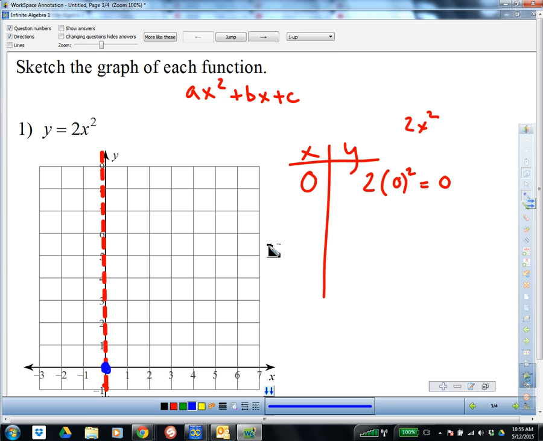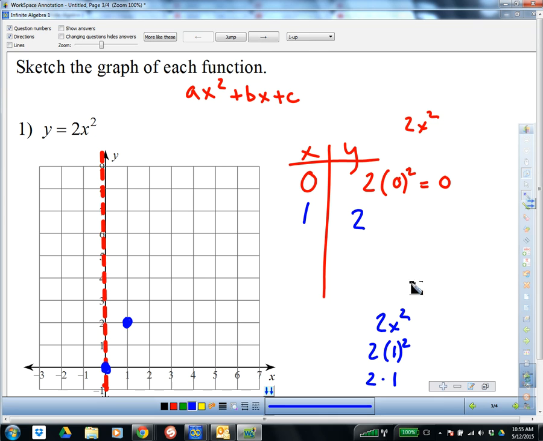Okay, the next one, you could pick 1, or you could pick -1. You could pick 2. I'm going to pick 1 right here, because if I can get half my parabola, then I know I can mirror it across the axis of symmetry to the other side. So put a 1 into my 2x squared. I'm going to go 2 times 1 squared. And 1 squared is 1, so it's 2 times 1, which is 2. So I like to put it in my little table right here, and it's going to be x comma y. So it's going to be 1 comma 2. So I go over 1, up 2, plot a point.